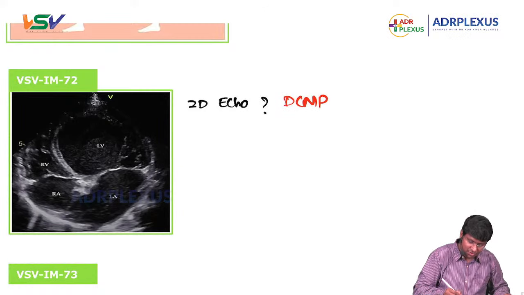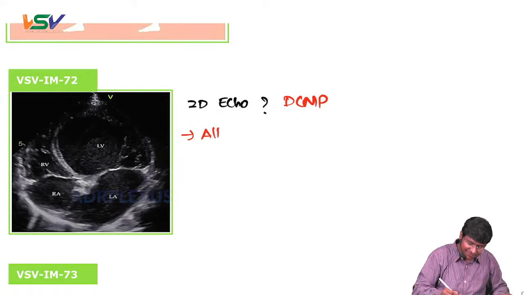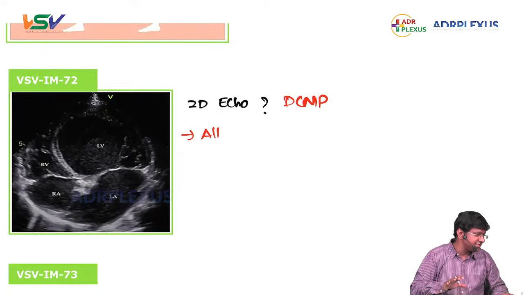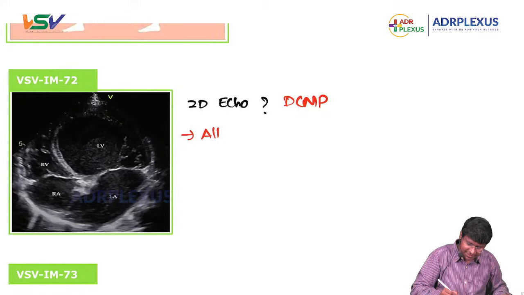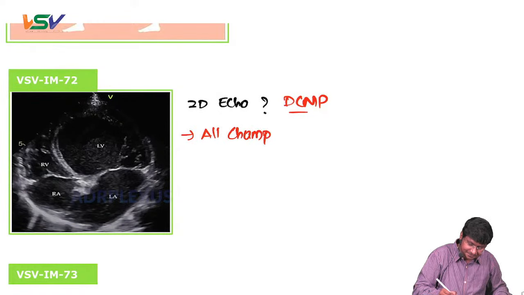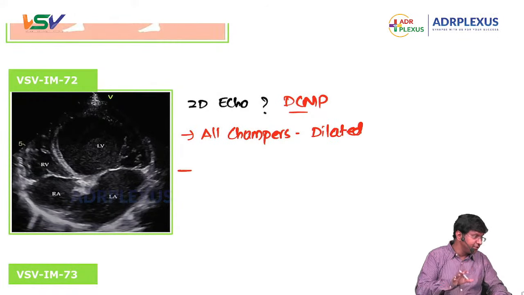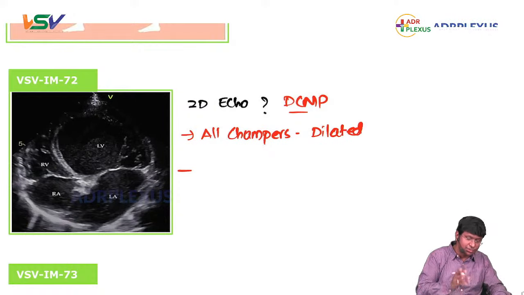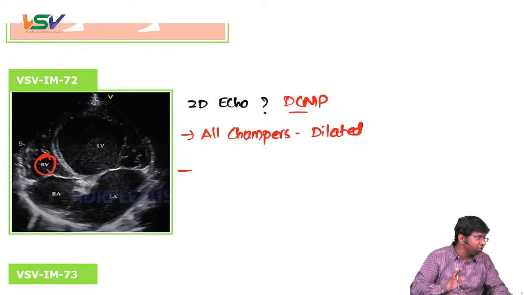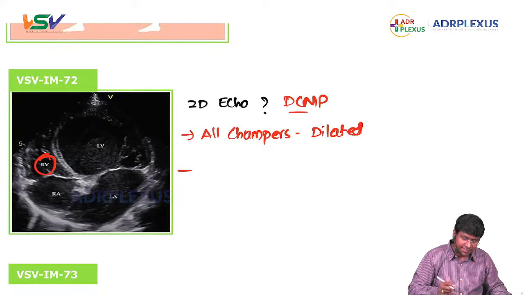Here RV is not significantly dilated, but usually in the picture that you are seeing, that is your LV, LA dilated, RA dilated, so that is a feature suggestive of DCMP. Usually all chambers are dilated. Or maybe this view, the apical 4-chamber view, is not showing you that RV is dilated, but RV also will be dilated in patients with DCMP.